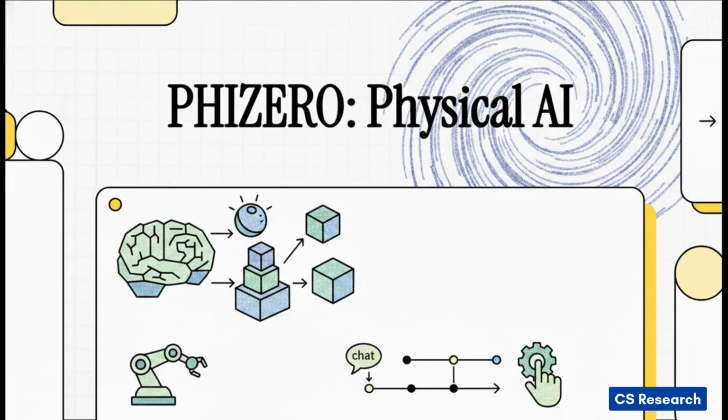I'm absolutely thrilled to have you here today because, honestly, we're looking at a true paradigm shift in artificial intelligence. We're finally moving way beyond those language models that just chat with us, and we're stepping right into the wild realm of physical AI. Today, we're unpacking a groundbreaking new model called PHIZERO.